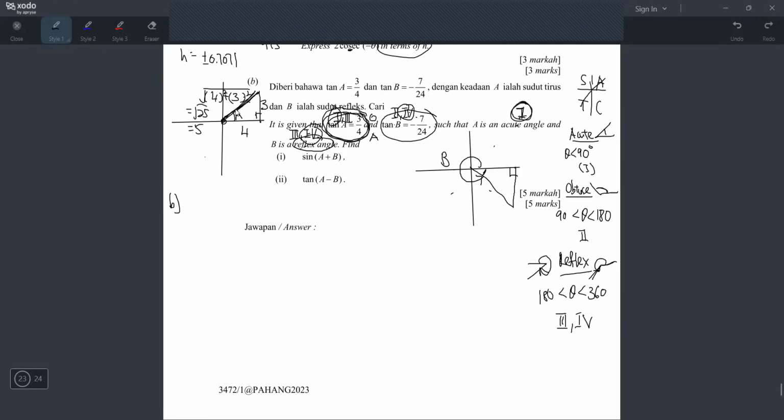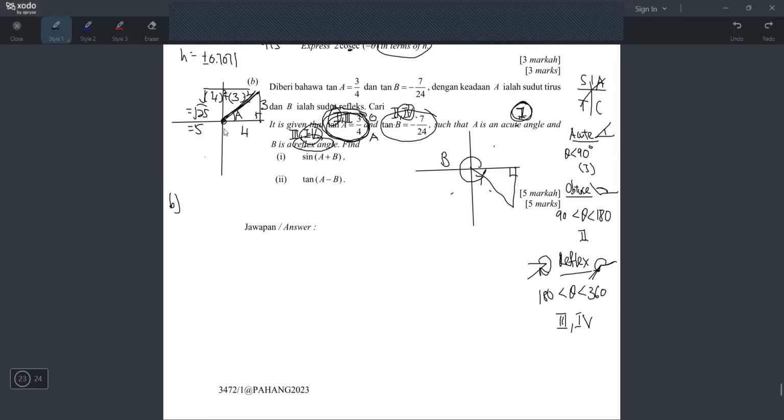Even though the question never asks you to find this, you still need to find this. Don't tell me, sir, it didn't ask us to find, no need to find. You must find it. For this type of question, you must draw and then label the two sides and then find the remaining one. You must do this step. If you don't do this step, later you cannot do the next part. So this is a must-do.